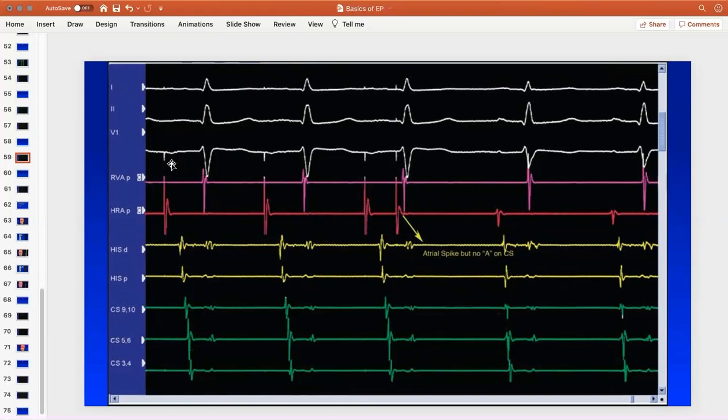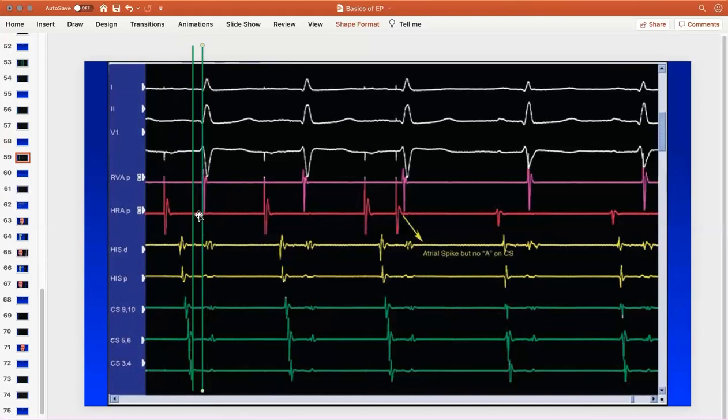Are we conducting to the ventricle? We are conducting to the ventricle as we have a V in the RVA. We see a V here, and a V here. Good. So how are we conducting? Are we conducting through the AV node, or somewhere else? Basically, we will look for the HV. That's your HES, and that's your V, the earliest V. The HV is normal, so you're conducting through the AV node.